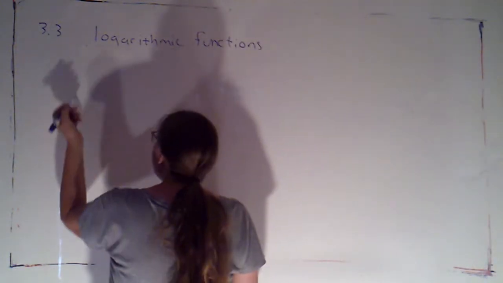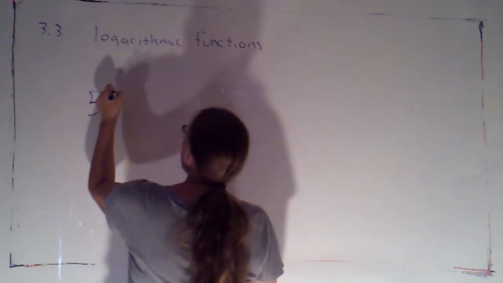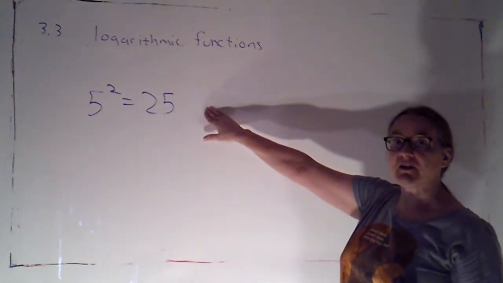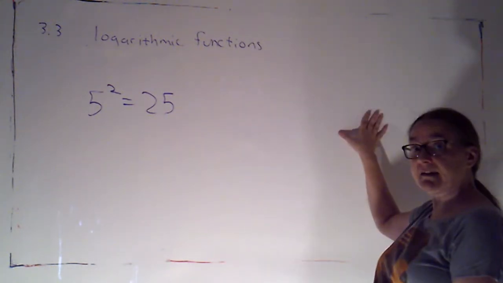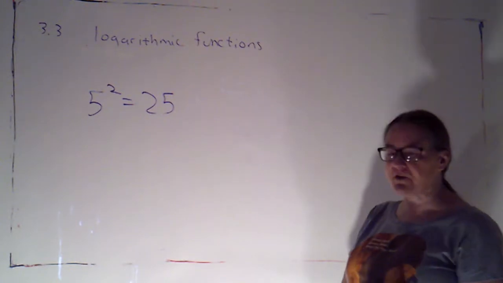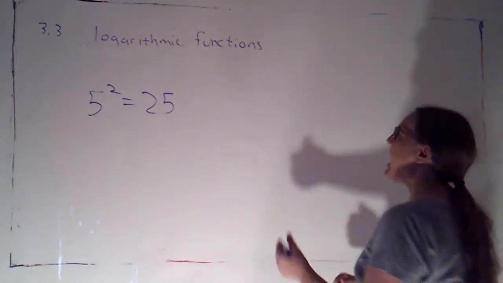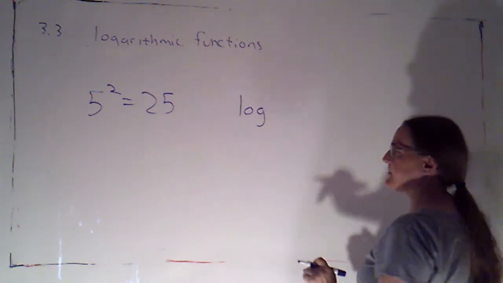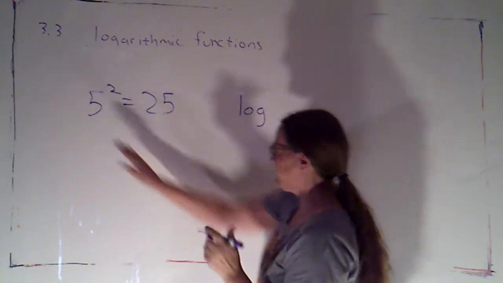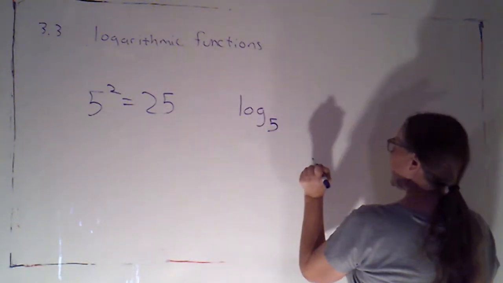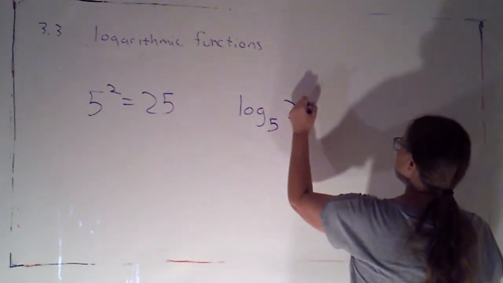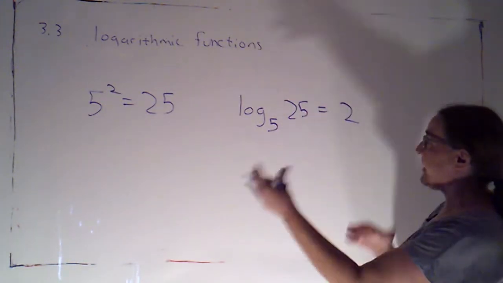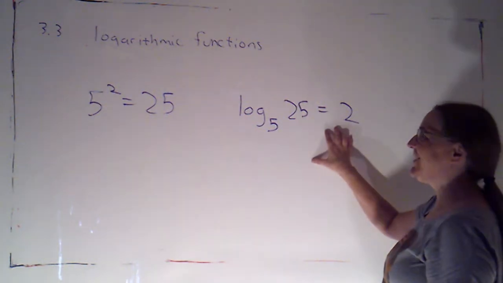So, for example, I know that 5 squared is 25. That's an exponential equation. I could rewrite that in logarithmic form. Okay. I would be saying the exponent I need, log means exponent, when 5 is my base, to get, I'm getting 25, is 2. So I'm just rearranging the 5, the 2, and the 25 like so.